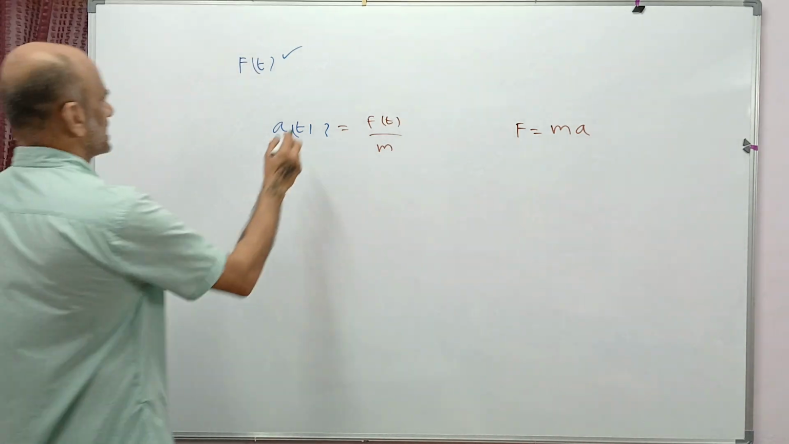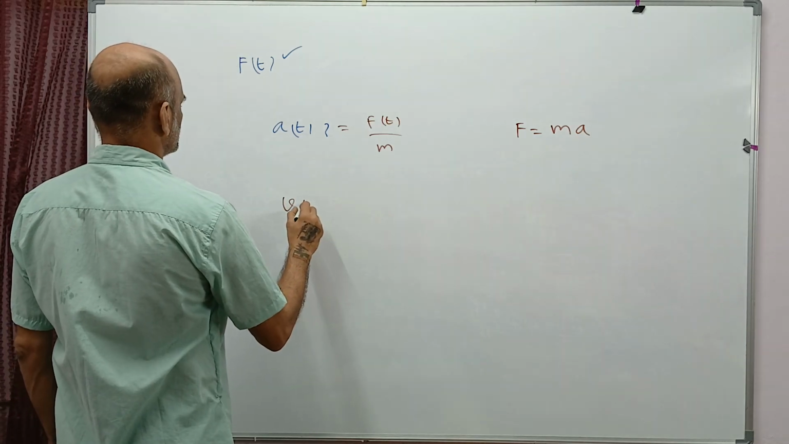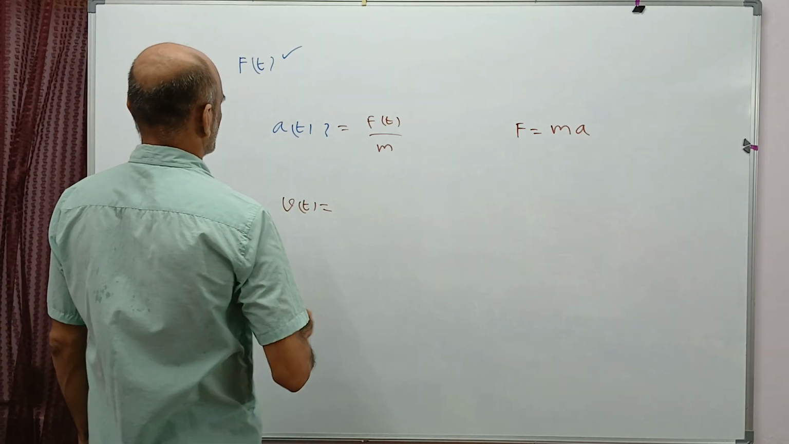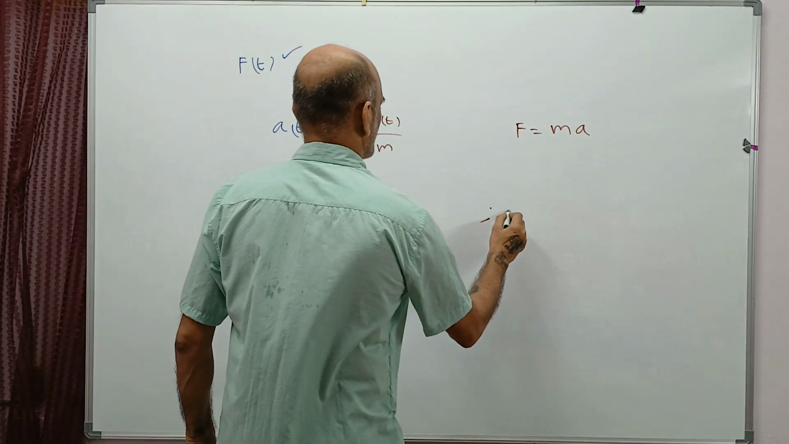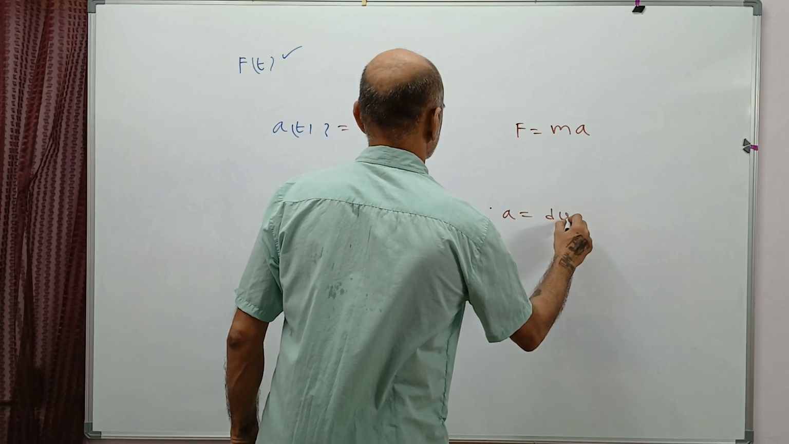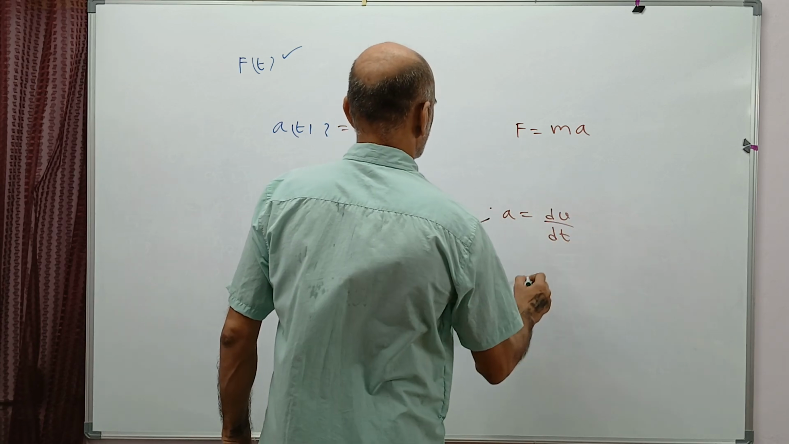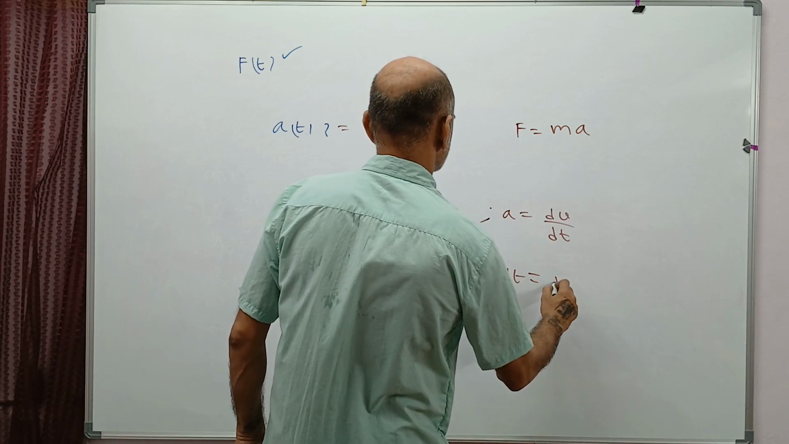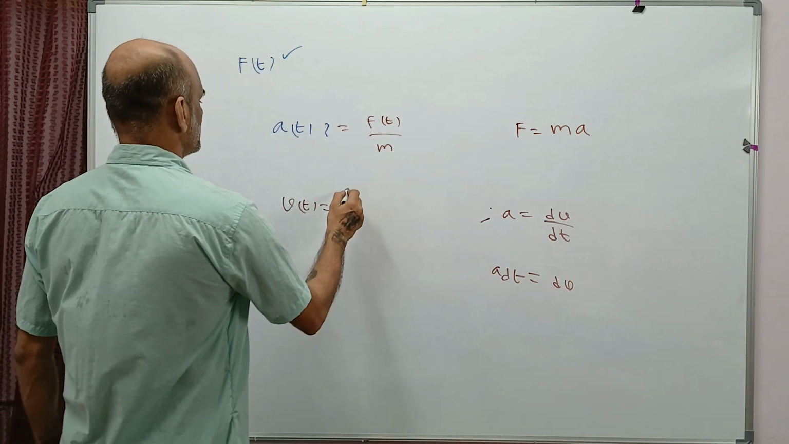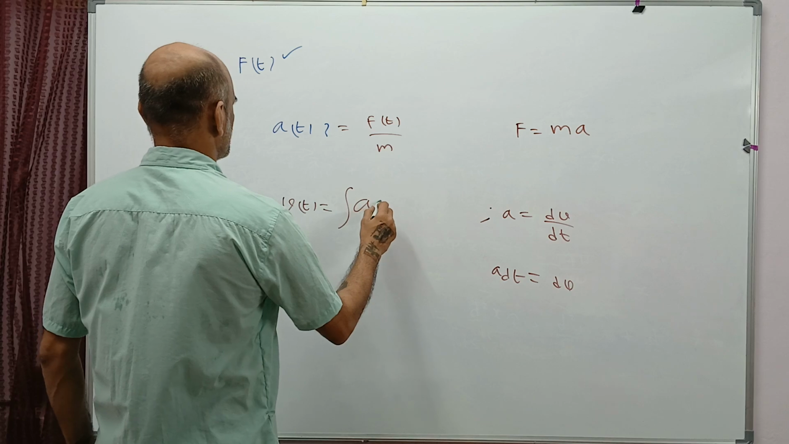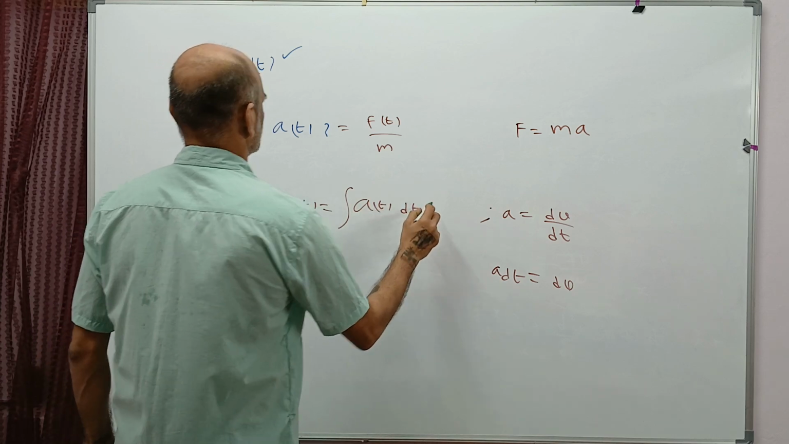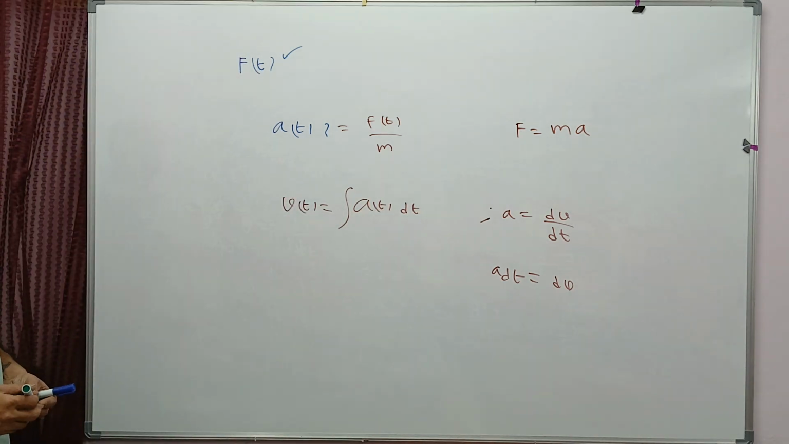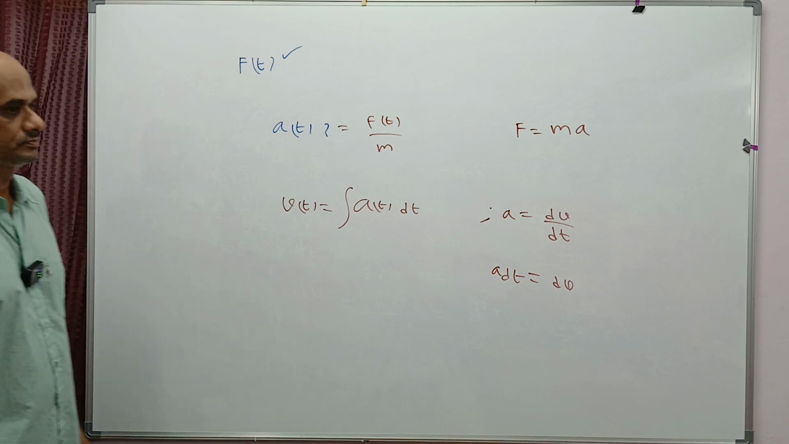So once I know acceleration, from that I can find the velocity, because acceleration is the rate of change of velocity. So that means a dt is dv. So integrating both the sides, I'll get velocity as the integral of the acceleration with respect to time. So given force, I can find the velocity.